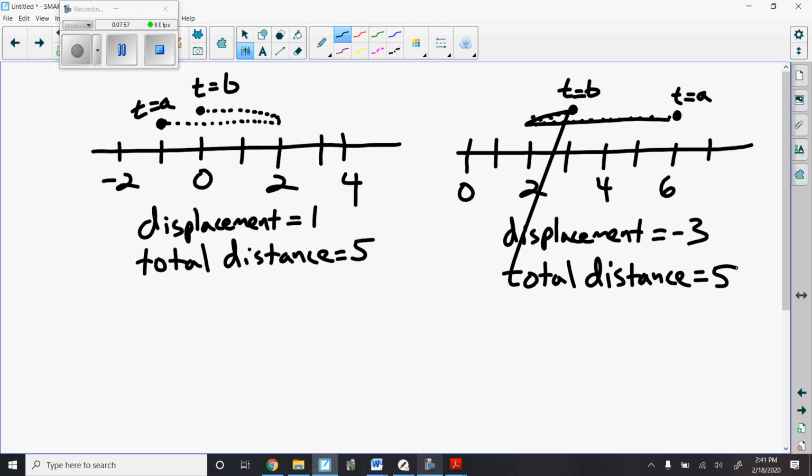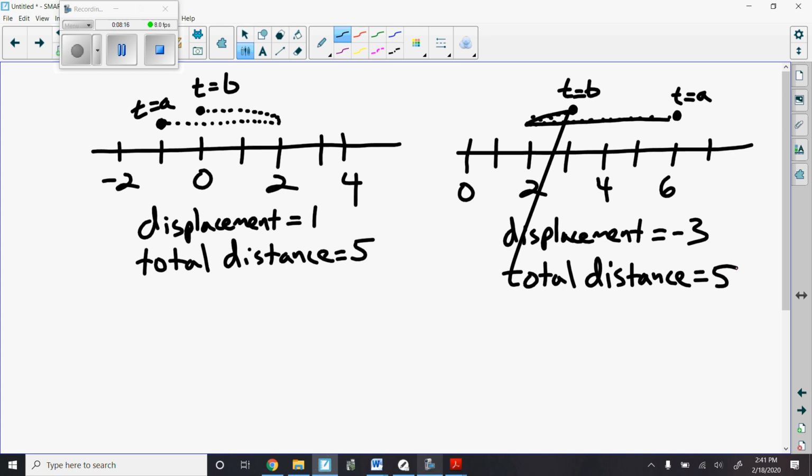Our displacement can be a negative number. Our total distance traveled cannot be a negative number, right? We can't travel negative distance, but we can have negative displacement in relationship to where we were and where we're going. Okay, so we want to understand that idea, okay?